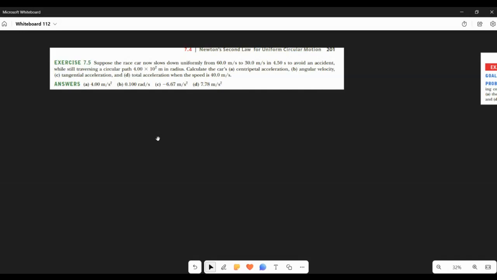And they're asking the angular velocity, and they're asking the tangential acceleration, and they're asking the total acceleration of this car at 40 meters per second. Okay, I think you all can do this. Right. It should be straightforward.